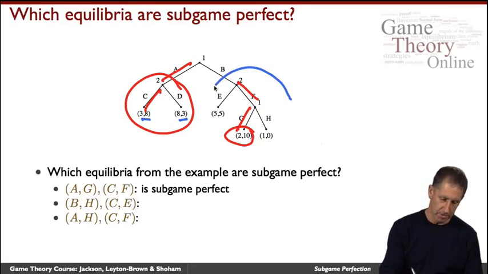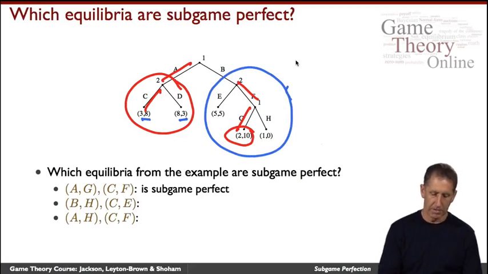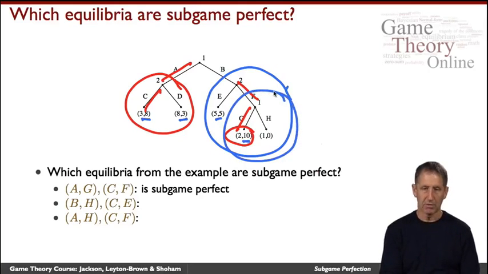How about over here? Is there a profitable deviation, for example, to player 2? Not really, because if they deviated over here, they would end up with a 5 rather than the 10 they're getting. How about over here? Is there a profitable deviation at this node for player 1? Well, no, because if they deviate, they would get 1 rather than 2. So in all subgames, the restriction of the strategy profile to that subgame is still a Nash equilibrium, and AGCF is in fact a subgame perfect Nash equilibrium.